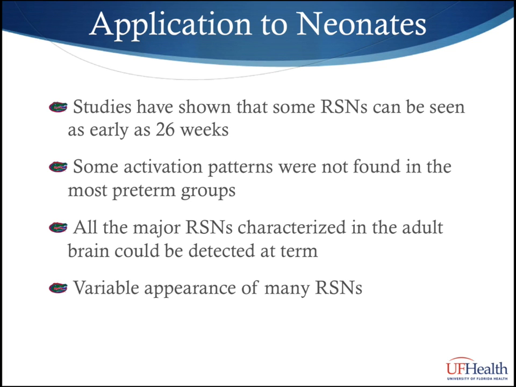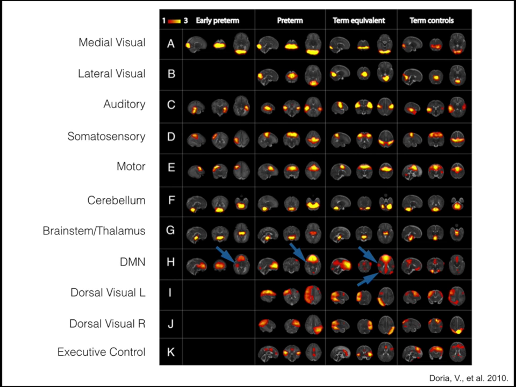The bulk of studies have shown that some resting state networks can be seen as early as 26 weeks. However, some activation patterns were not found in the most preterm neonates. All of the major resting state networks in the adult brain can be identified by term. However, they did have a variable appearance compared with their adult counterparts.